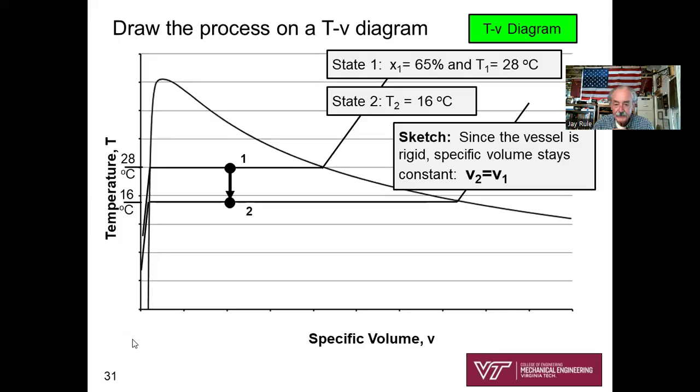If you're asked to draw this on a TV diagram, well, there we go. Same general idea. There's our vapor dome, and very repetitive, isn't it, in terms of a constant volume process, and we're going from 28 down to 16, so we're going vertically downwards to a lower temperature. So that's really a pretty easy sketch. To get full credit, of course, you'd want to show that you're staying underneath the vapor dome for this entire process.